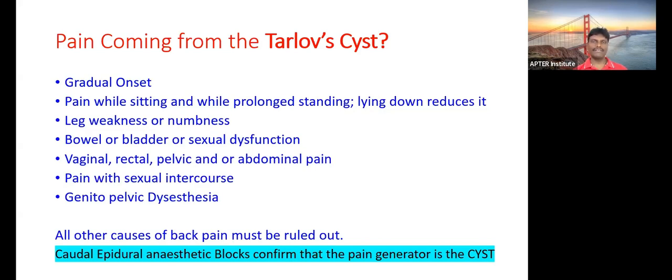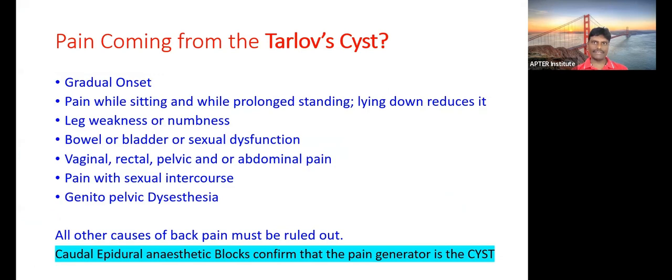So these people will have a radicular type of symptoms like lower limb pain, weakness, and paresthesia, and so on. Since this cyst is involving only the lower sacral level, most people will have perineal symptoms like vaginal, rectal, pelvic floor type of pain. And even some people will have pain during sexual intercourse and genitopelvic dysesthesia. So if these symptoms are matching with the MRI, then you can confirm that the pain is coming from the Tarlov cyst. But before that, make sure that you rule out all other causes of back pain.